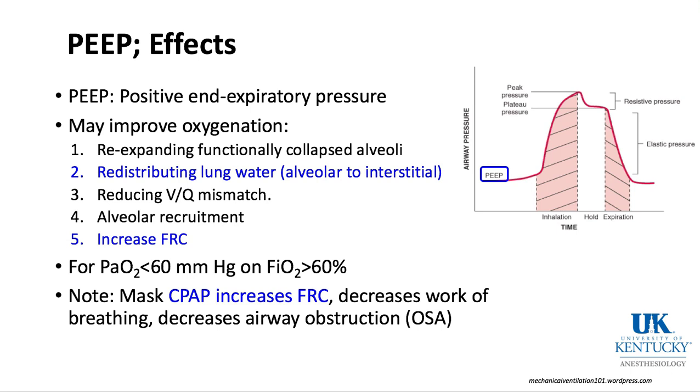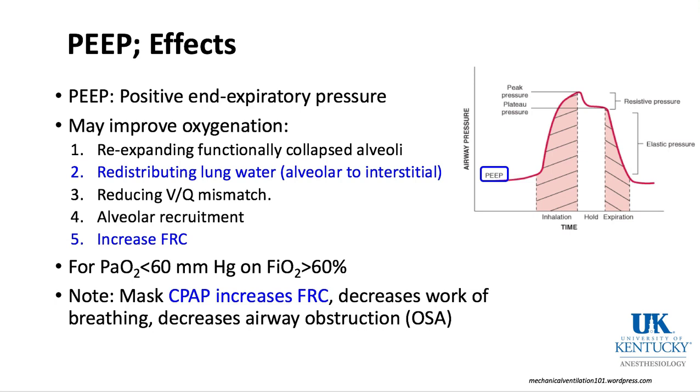Let's talk about PEEP next and some of the effects of PEEP. PEEP is positive end expiratory pressure, and it's often used in patients who are hypoxemic with lung disease in an attempt to re-expand collapsed alveoli. Now, what happens to lung water when you add PEEP? It redistributes from the alveolus into the interstitium. Does it decrease lung water? No, it just redistributes it out of the alveolus into the interstitium.